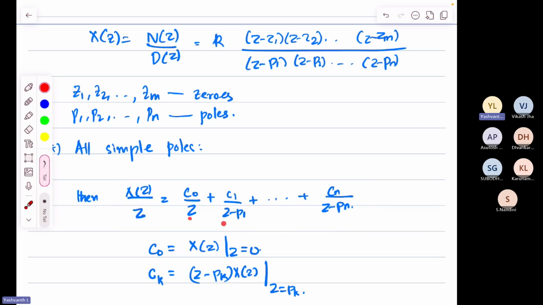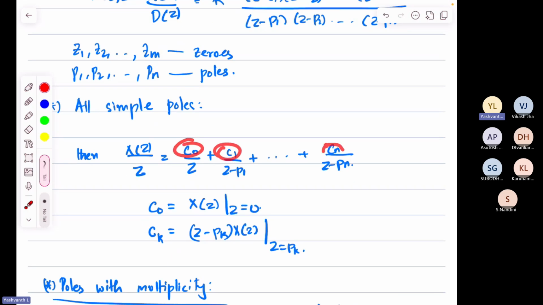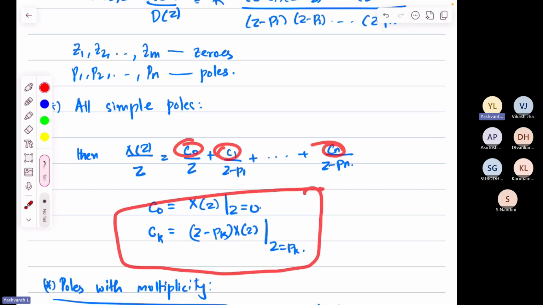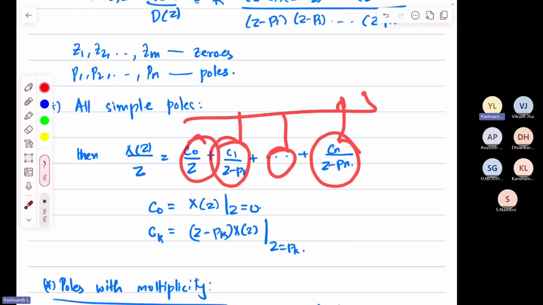Each pole is expressed as one partial fraction, with appropriately scaled coefficients c0, c1, and so on to cn, where p1 till pn are the simple poles. Then you can show that c0, c1, and so on to cn will admit a formula. Then you invert each of these terms using the properties of z transform, and the sum of all the inverse z transforms is the actual inverse of the full z transform x of z.